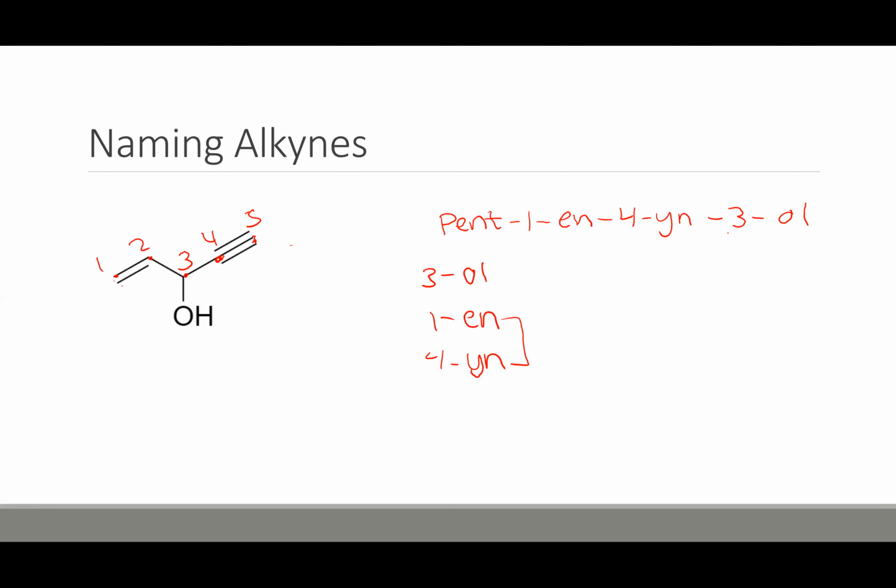Again, the group in our naming here that comes at the end, as far as what we've talked about in functional groups, will always be the alcohol group, if it is there, as far as the naming. And then when we're looking at double bonds and triple bonds, the double bond comes before the triple bond.